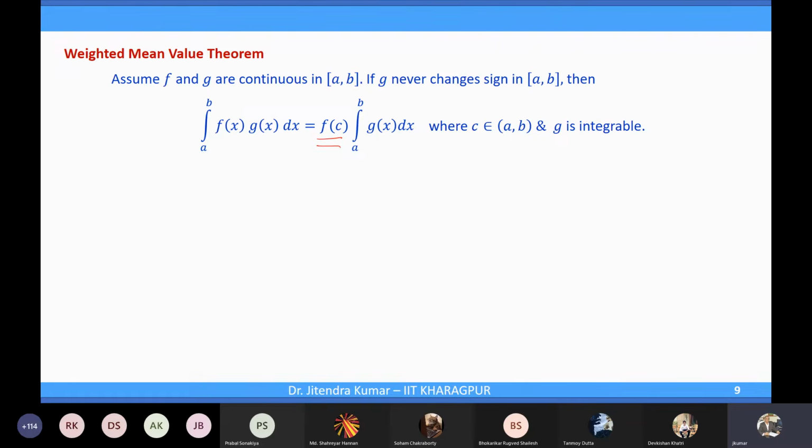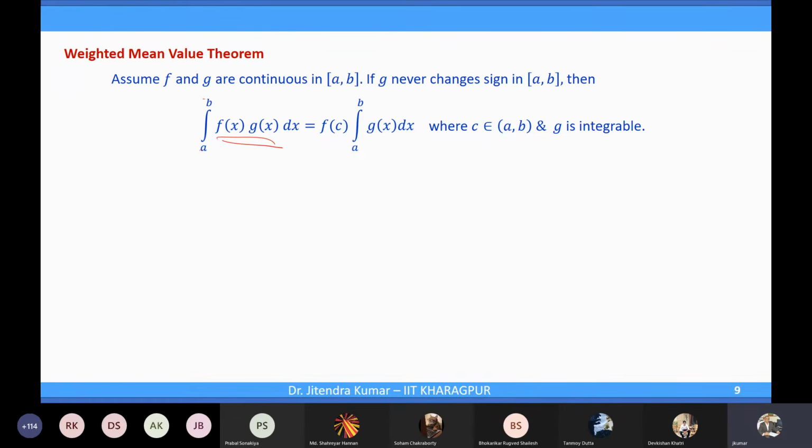Again, this comes from the Lagrange mean value theorem; when you go through the proof, we have the Lagrange mean value theorem, nothing else. So you have f evaluated at c. There exists some c in the interval AB where this integral is equal to f(c) times the integral from a to b of g(x) dx. So this is the weighted mean value theorem for integral calculus.